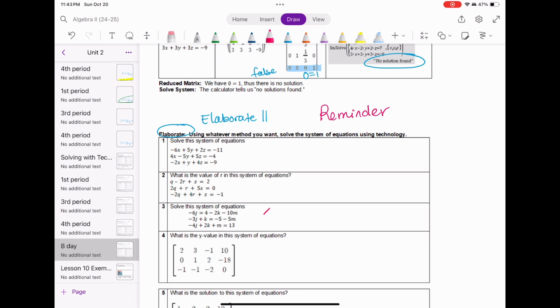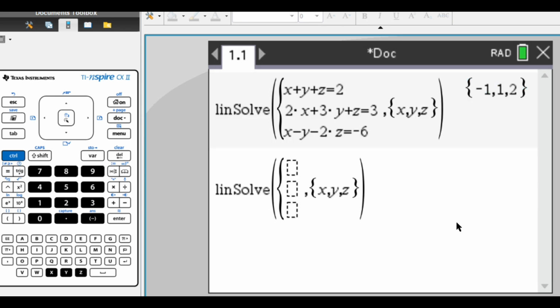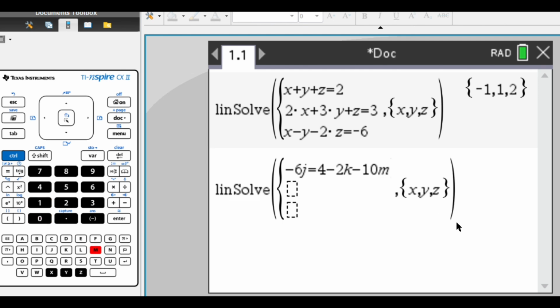I'm about to do problem number 3, so you can pause the video, complete 1 and 2, try to complete 3, and then you can come back. I wanted to do number 3 because I wanted to point out how you don't have to have the equations in standard form, and you don't have to use XYZ. So I'm writing out the problems with JKM.